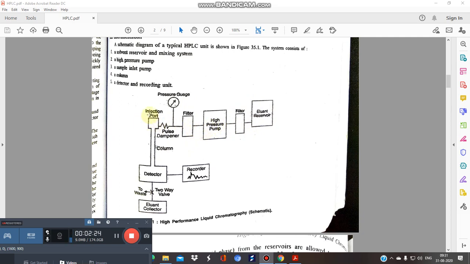Okay, and here is the injection port. This is the injection port, and this is the column. This is the place where the actual separation will take place. Okay, and this again is the detector and recorder. So this is a very simple diagram. Okay, I hope this is clear.